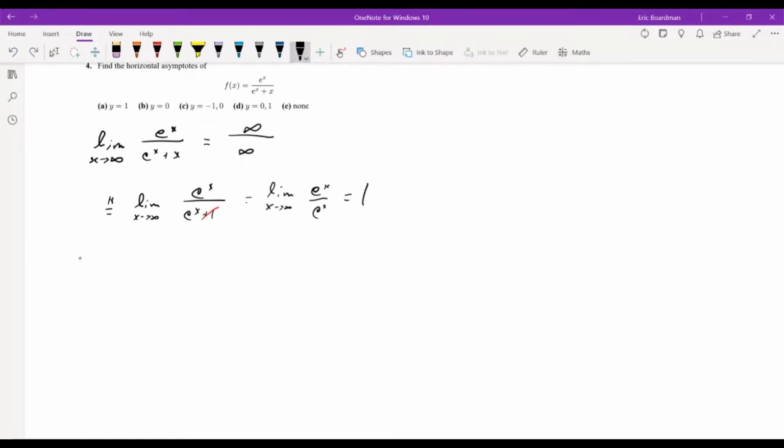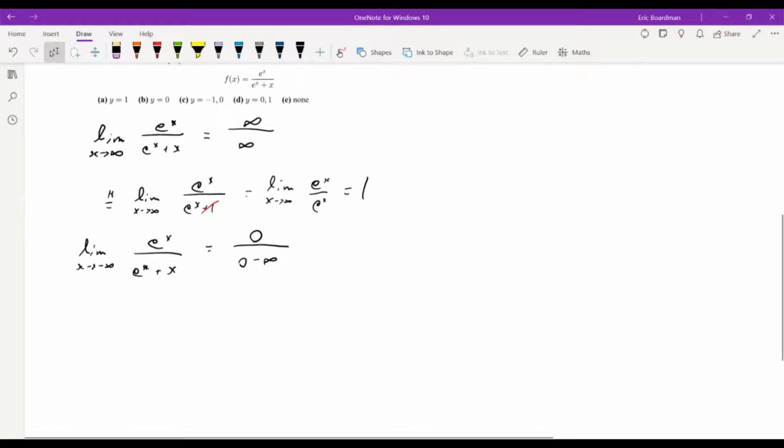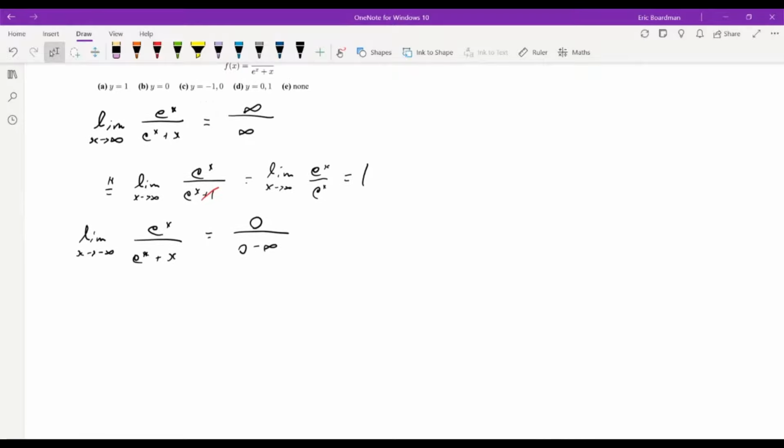Now we will check the second one, which is as x goes to negative infinity of e to the x over e to the x plus x. So e to the negative infinity will go towards 0. Same thing on the bottom, that's 0 minus infinity, since x obviously goes to negative infinity as x goes to negative infinity. And then e to the x, just like the numerator, goes towards 0.